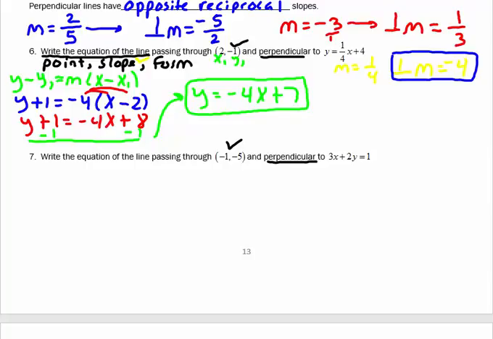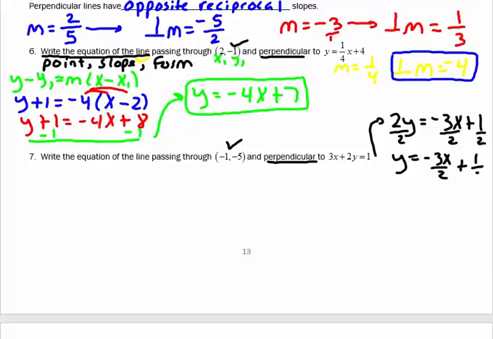I have to put it in the form of y equals mx plus b. So I'll subtract over the 3x. So 2y equals -3x plus 1. I'll divide everything by 2 to get y by itself. So y is going to equal -3x over 2 plus 1/2. So the slope of this line is -3/2, but I want to be perpendicular.